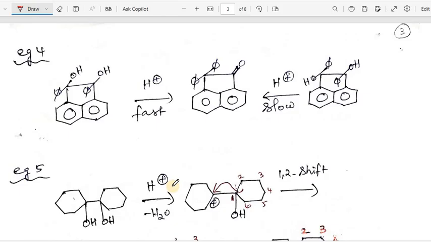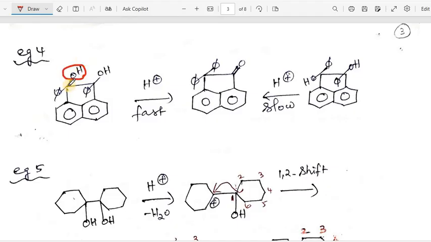Coming to this example, it is easy. We can see both the OH groups can get removed. Therefore, they are called leaving groups. Now, let us consider this OH as a leaving group. This OH will get removed.